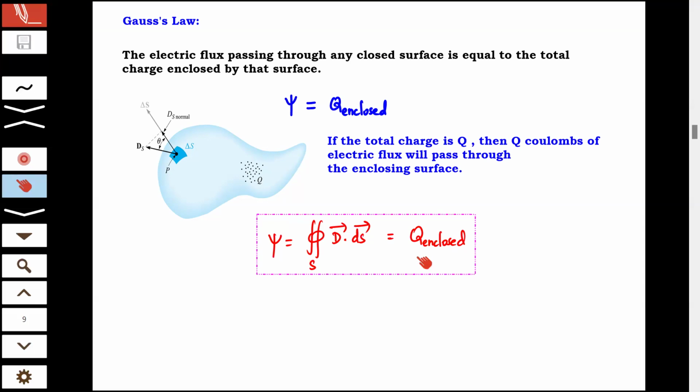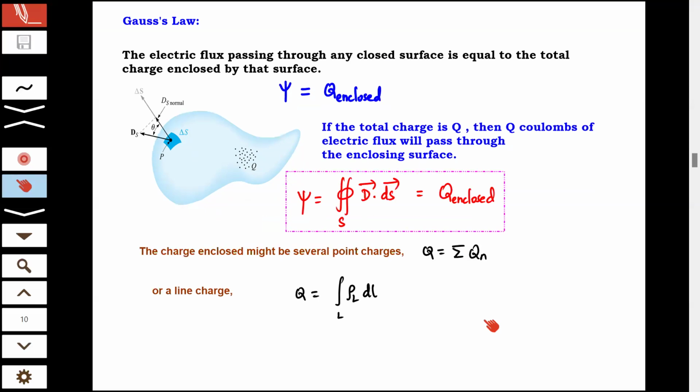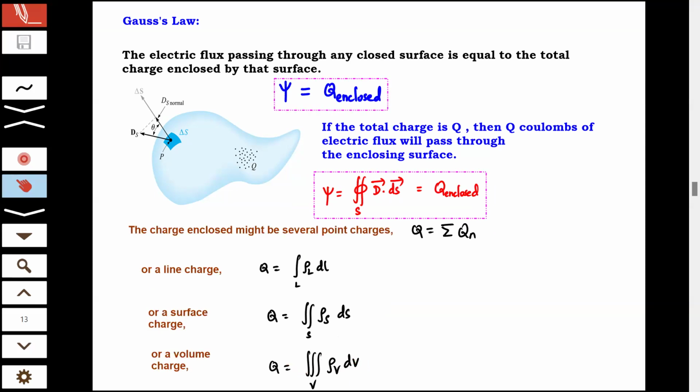The charge enclosed can be a point charge or n number of point charges or line charge or surface charge or volume charge. If the charge enclosed is several point charges, then it can be taken as the summation of charge due to individual point charges. Or if it is a line charge, total charge can be found by integration of the line charge density over the entire line. Or if it is a surface charge, we can estimate the charge enclosed as surface integration of surface charge density. Or if it is a volume charge, we can integrate the volume charge density over the entire volume to give the total charge enclosed.